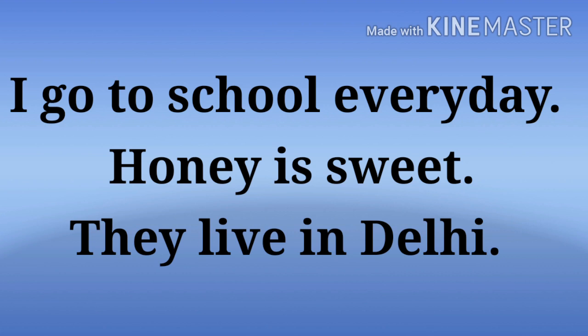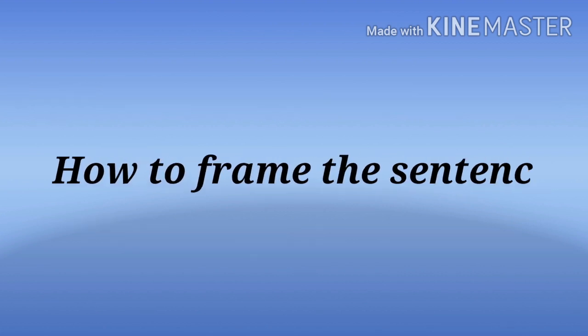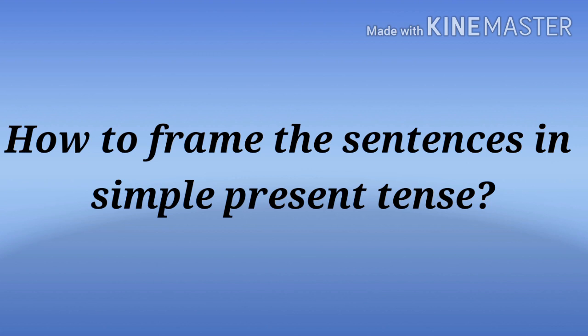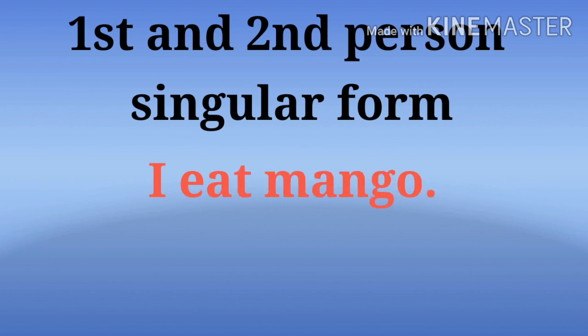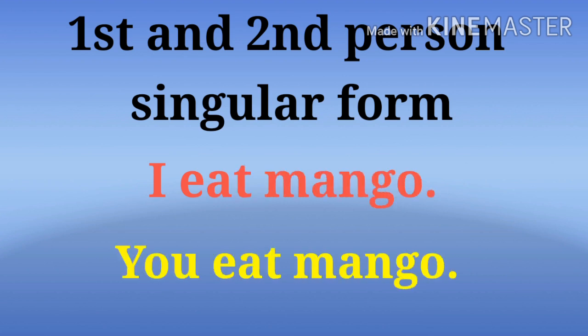Now, let us take a look at how to frame the sentences in simple present tense. Children, while we frame a sentence in simple present tense with first and second person singular form, we use present form of the verb. For example, I eat mango. You eat mango. Here, the verb eat is in present tense.